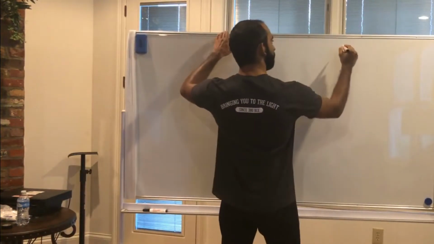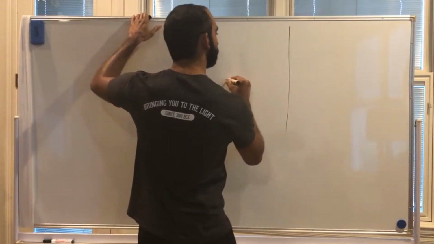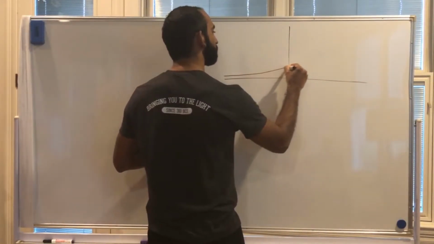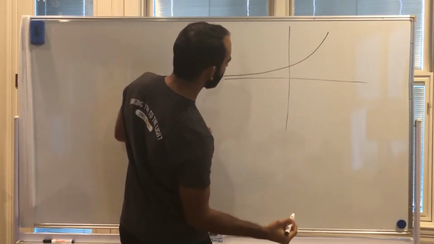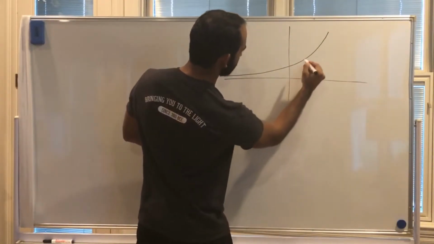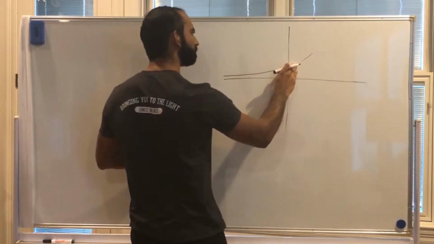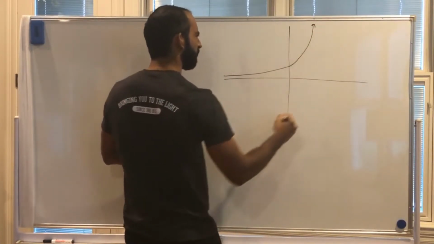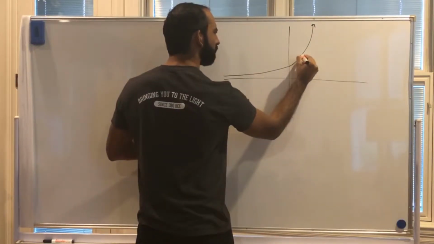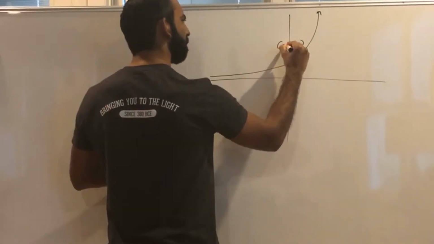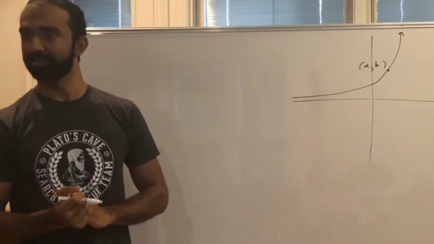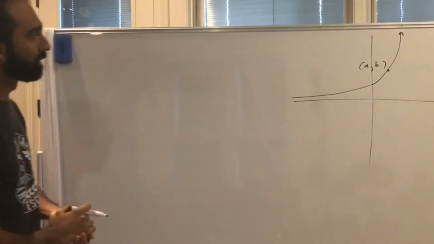So let's say I have this friendly function here in the coordinate plane, looking like that. Actually, let me make this a little sharper. And let's say I pick this point here. Let's call that point (a, b). It's a function, right? Kind of like an exponential.